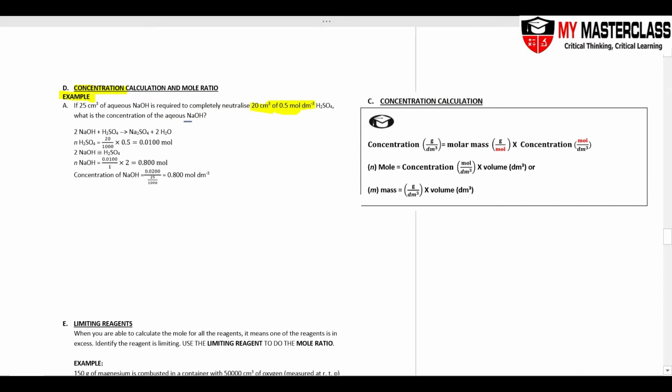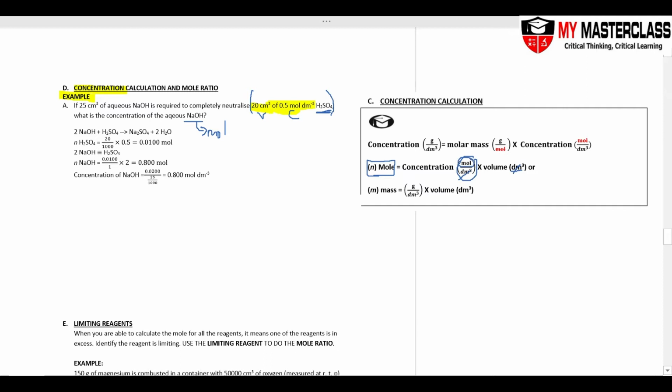To find the NaOH concentration, you need to have the mole first. So how do I get the mole? Dissecting the question, this is the important part. For your reagent, sulfuric acid, you have the volume and the concentration. From volume and concentration, I can find the mole. How? Take the concentration, which is mole per dm³, times the volume in dm³. The dm³ cancel, and you will get the mole.